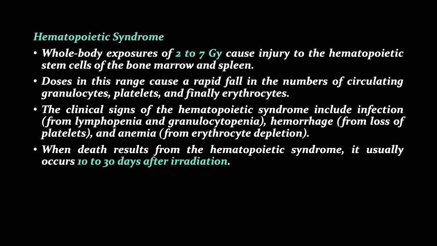Hematopoietic syndrome: initially at about 2 to 7 gray there are milder symptoms, but severe hematopoietic syndrome can also result. So at 2 to 7 gray, the hematopoietic system is affected. Doses in the range of 2 to 7 gray will cause this. There is a rapid fall in the circulating granulocytes, platelets, and erythrocytes. That is WBC, RBC, and platelets. They all fall. The clinical signs include hemorrhage, anemia, and infection, because the WBCs also come down. Death can result from hematopoietic syndrome usually about 10 to 30 days after radiation.